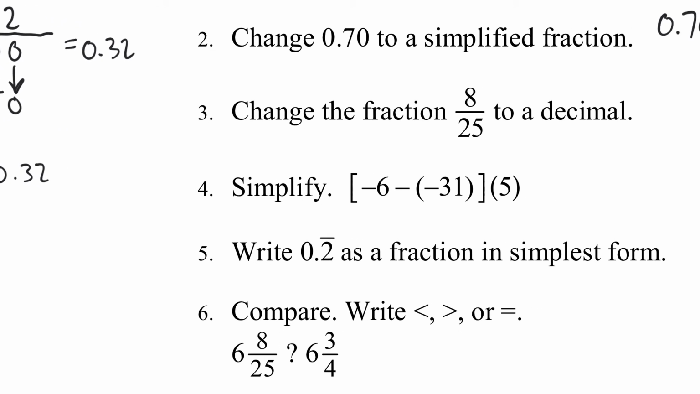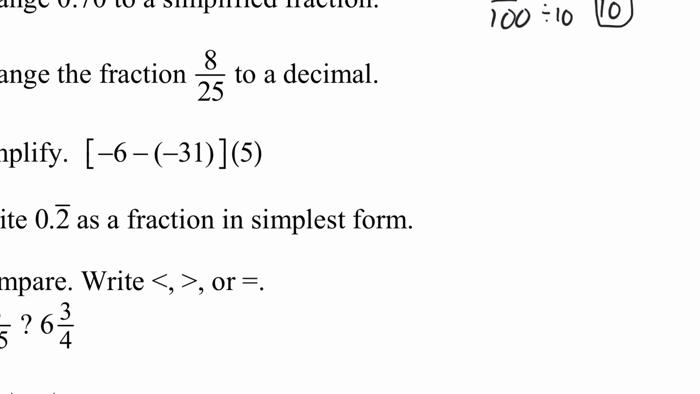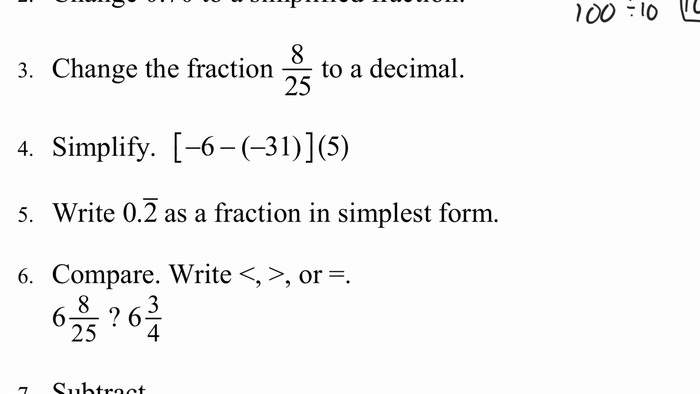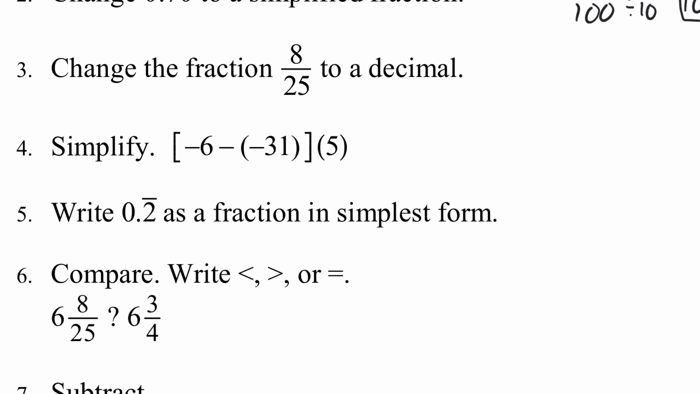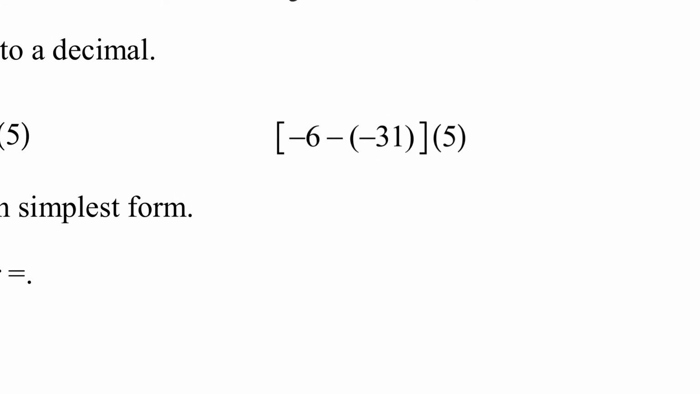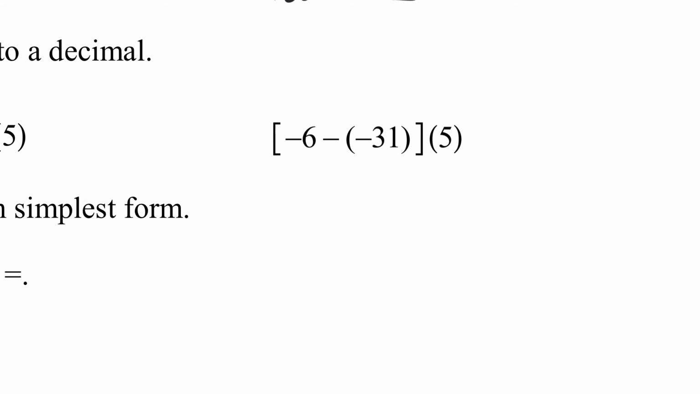Did that one. Okay, how about this one here? I'm going to do number 4, and I'm going to do this. Boom. Bring it over here. And so I think that first what I'm going to do is the brackets. The brackets are the same as the parentheses. So this is -6 minus -31. Remember, subtraction is the same thing as adding the opposite of the second number.